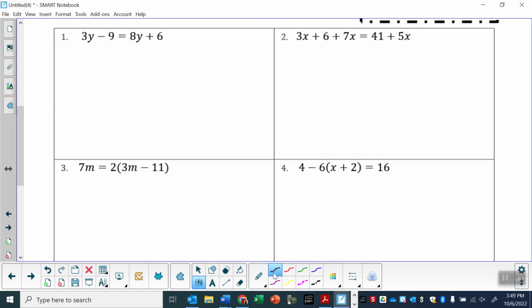So example 1. Each side is simplified. There's only a variable and a constant term, so we want to get our variables together. We're going to subtract 3y from both sides. 3y minus 3y is 0. That's -9 equals 8 minus 3y is 5y plus 6.